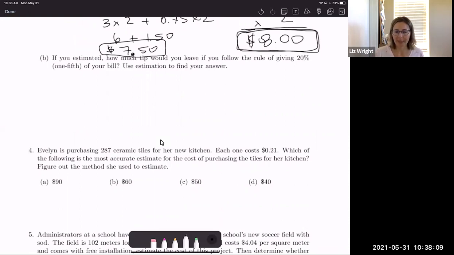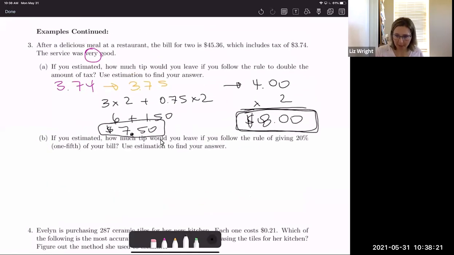All right, so here we go. Another scenario with the same type thing. If you estimated how much tip would you leave if you follow the rule of giving 20% of your bill, use estimation to find your answer.